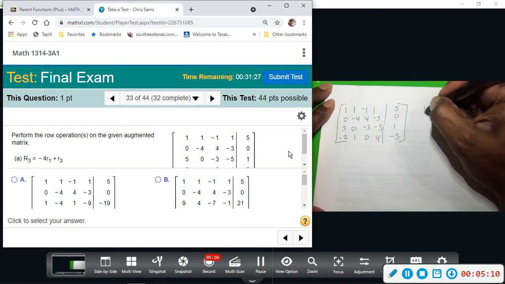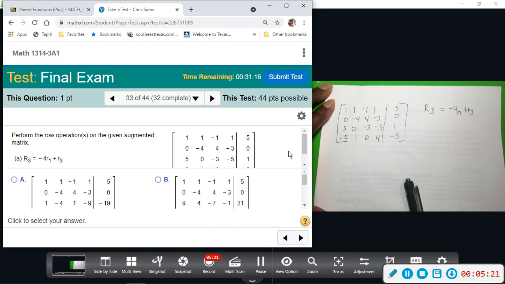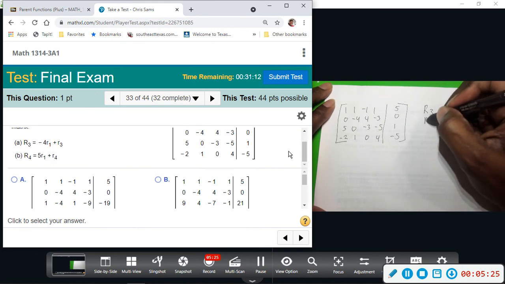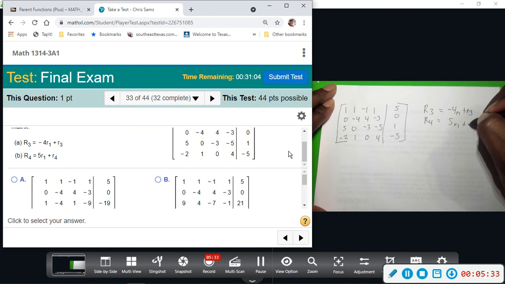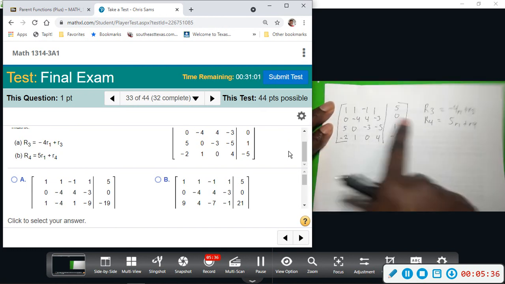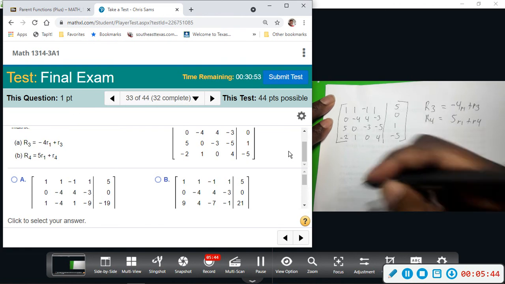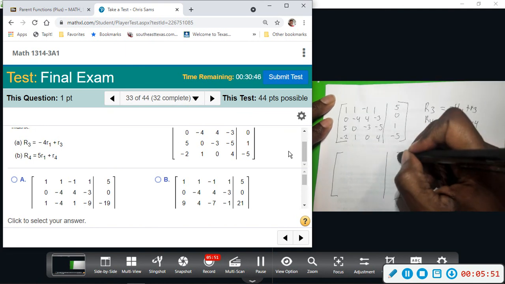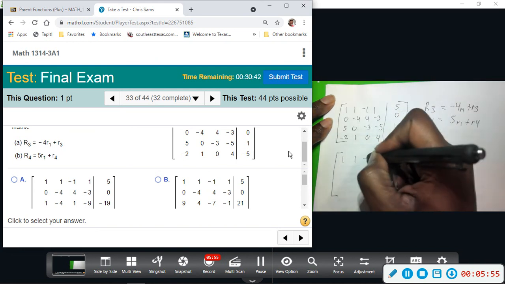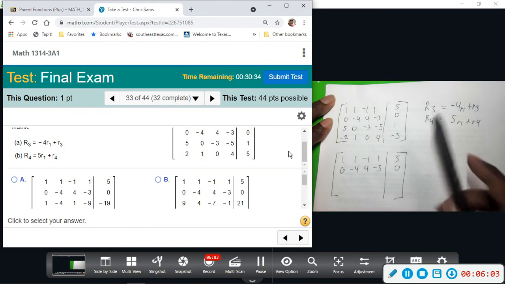And the operations we're going to do are: R3 becomes negative 4 times R1 plus R3, and then the other operation gives us R4 is 5 times R1 plus R4. Okay, so I am going to rewrite this matrix. I'm going to leave the first two rows so they're not changing, and I'm going to change both of these at the same time, or one at a time, and just do one matrix. So the first two rows won't change.